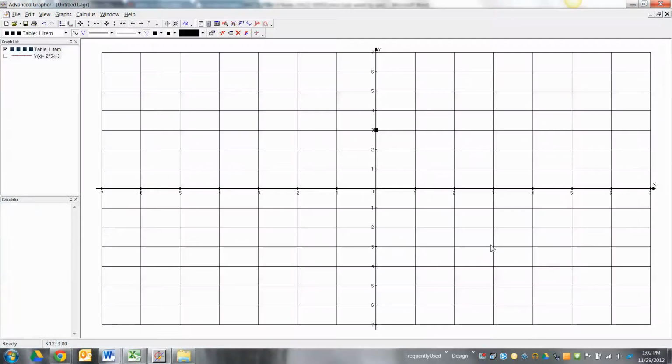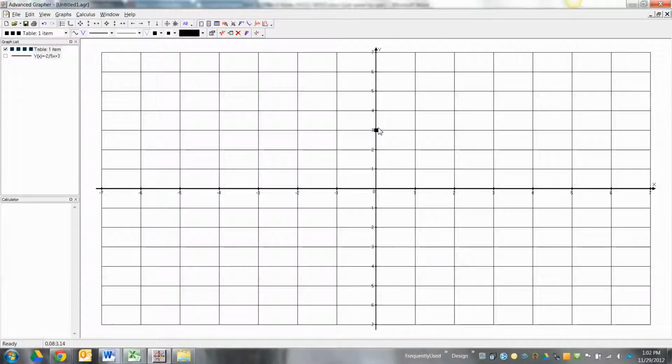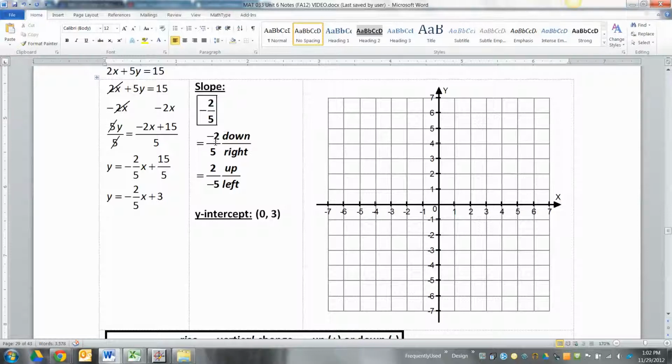All right, I pulled up a program that I can graph in. You, of course, will just be doing this with paper and a ruler. I started at 0, 3 because we said that was our y-intercept. So that's our starting point. So I put a little dot right there at 0, 3. And now I need to move along using my slope. And this is where that whole up-down thing is going to come in handy. So let's do the top one. I'm going to go down 2, right 5.